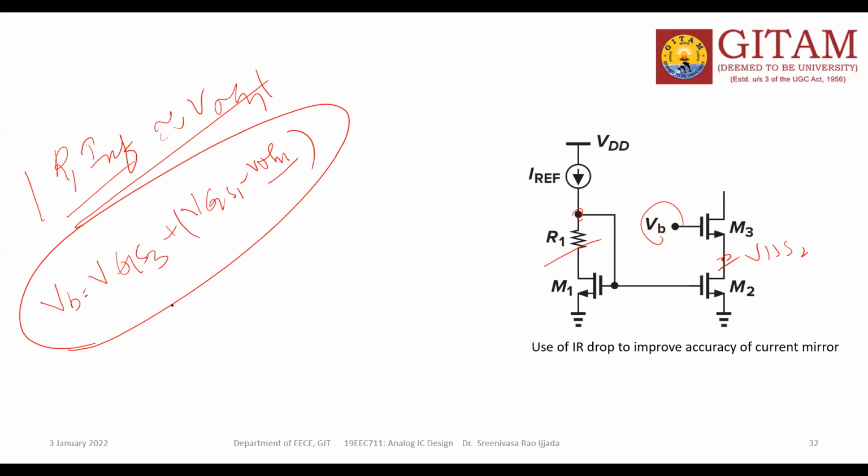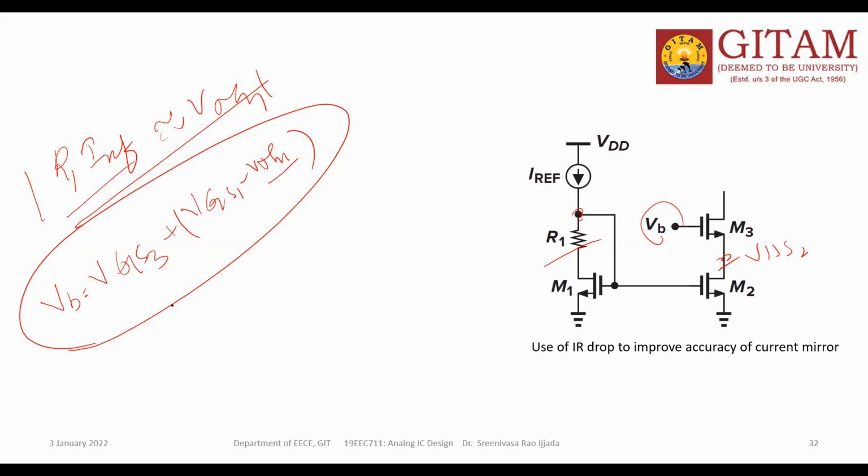Now, I want to slightly modify the circuit to nullify or reduce these two issues. What is the first issue? R1 into I reference is not exactly equal to VTH1 when considering PVT variations, since R1 and VTH both are varying differently, in different directions. That is the first issue.